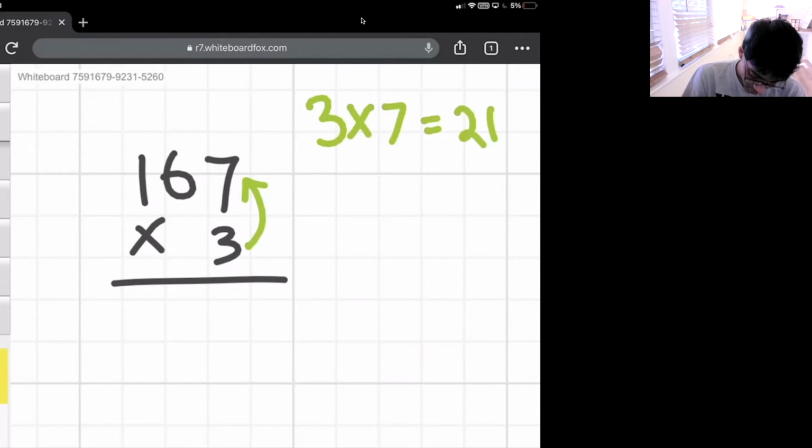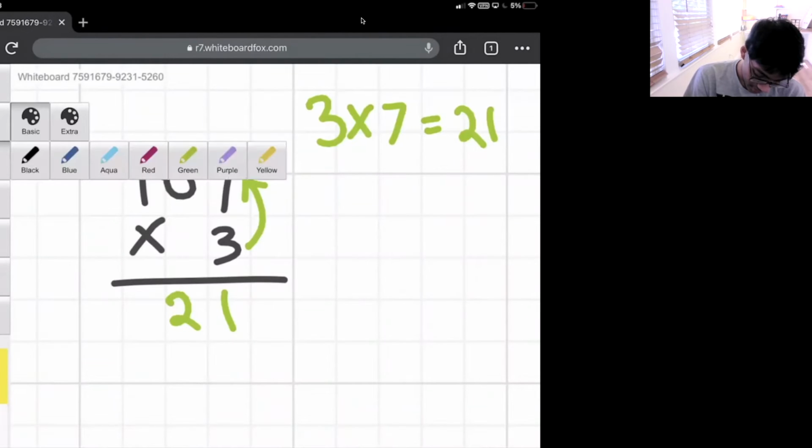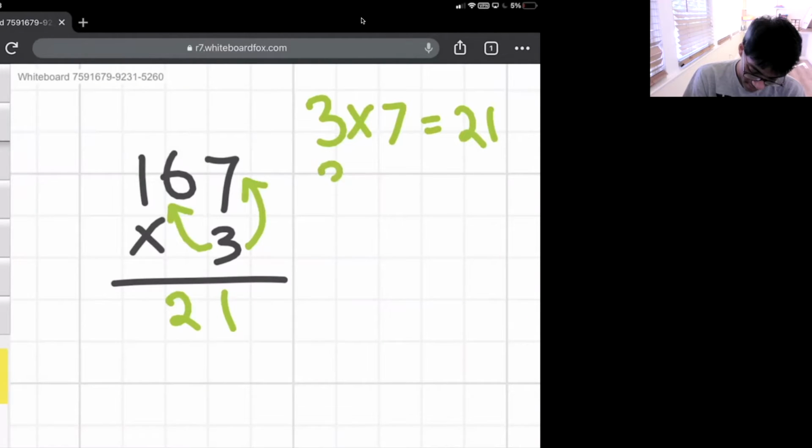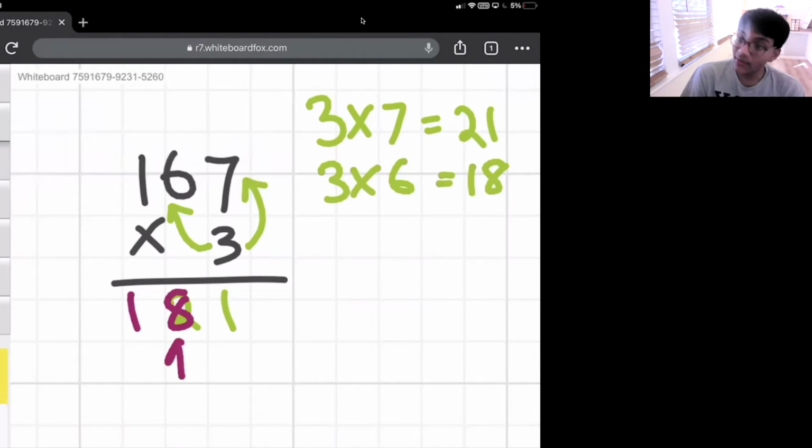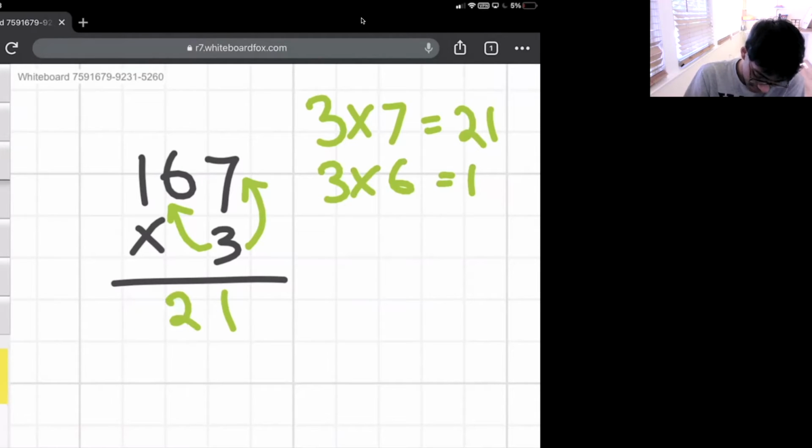Now, I'm going to put the 21 like this. But look what happens. When I try to do 3 times 6, well, what's 3 times 6? That's 18. But if I try to write 18 here, look what happens. I'm writing over my 2. So that 2 is blocking my 8. So I gotta move this 2. So it's all the way up here.